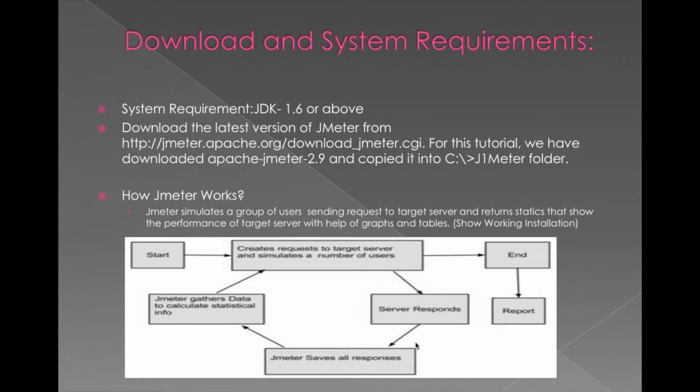So this is how Jmeter works. Once we start the test, it creates requests to the target server, and then it sends those requests to the server. Once the server responds, Jmeter saves all the responses and collects all the data to show us the reports. And then at the end, we can create those reports with the help of this data.